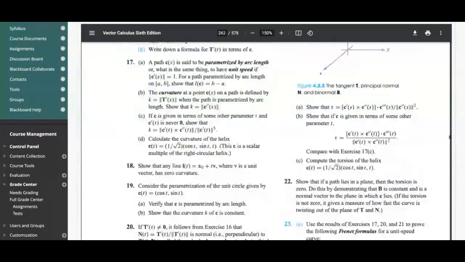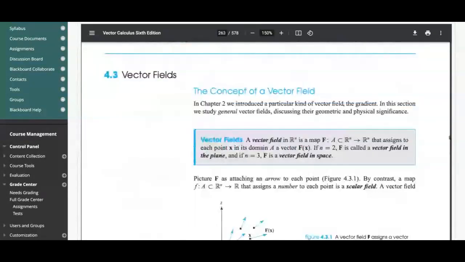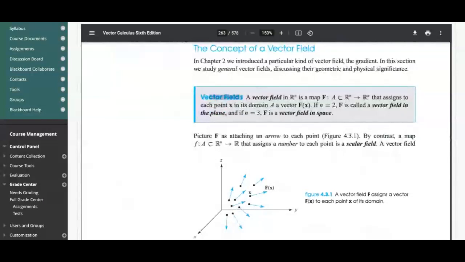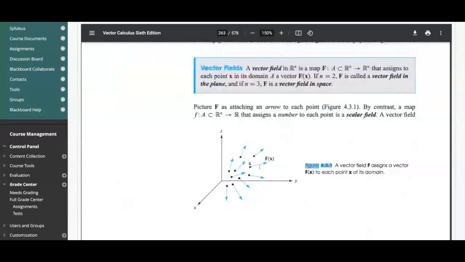Okay, so we're going to cover chapter 4, vector fields. I think it's an optional one too. Vector fields are a very important concept for physics, and for other science majors. So let's see. A vector field in Rn is a map, right? It's going from n space to n space. So if you look at this picture, 4.31, it assigns one vector to be another vector in the same space.